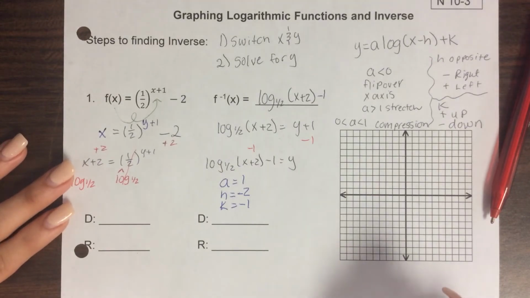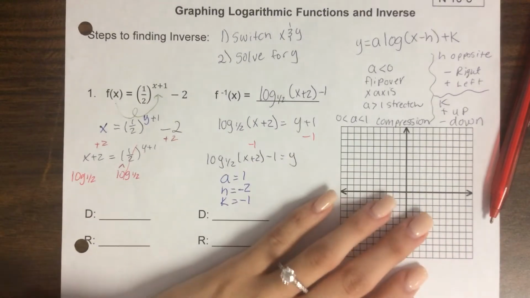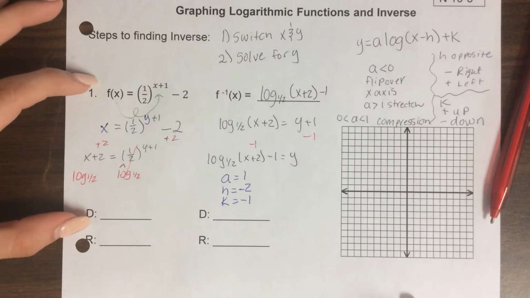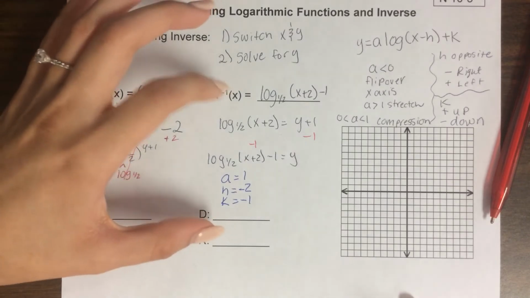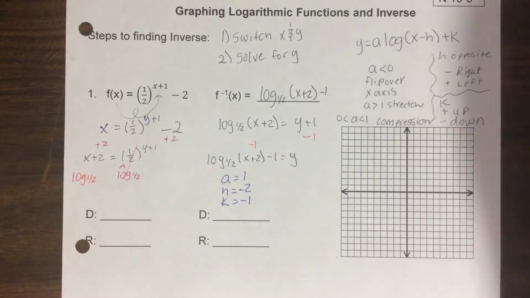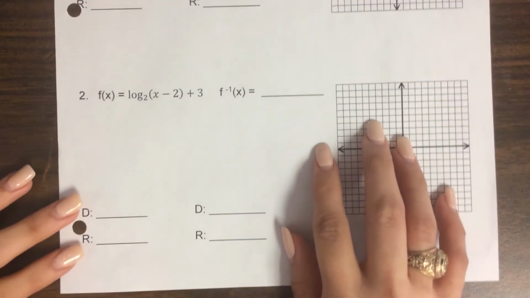Pretty simple. So don't worry about domain and range for these. Don't worry about the graph in that case as well. So all I want you to do is focus on finding the inverse and naming me the attributes of your log function. So let's go ahead and try the next one to make sure I'm aligned.